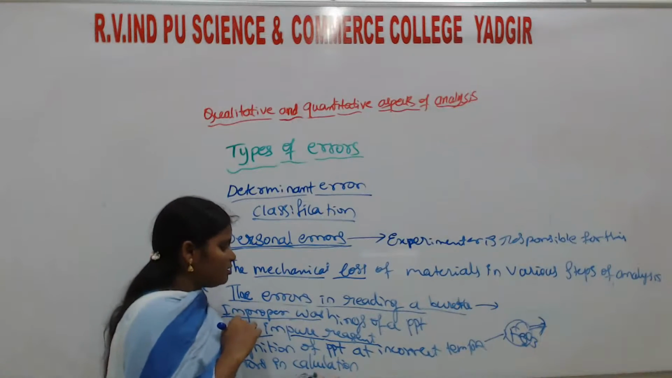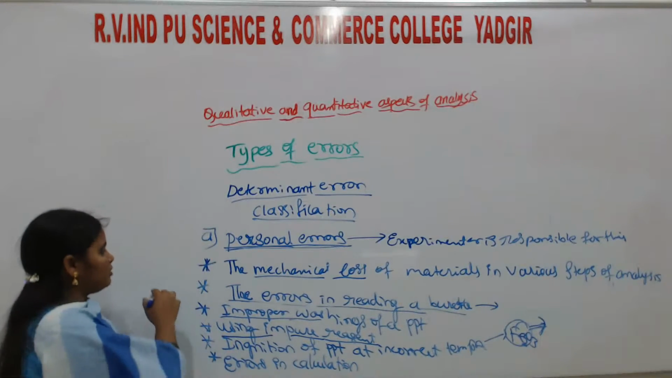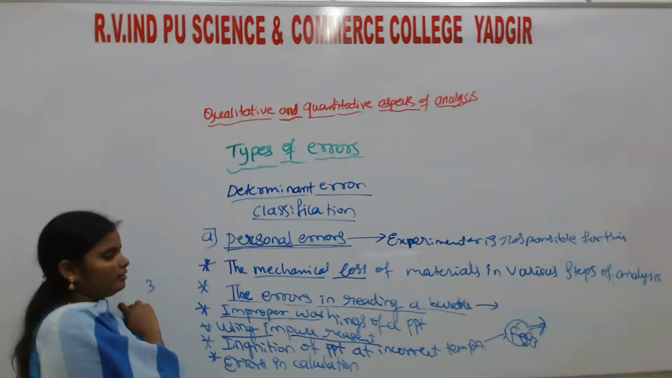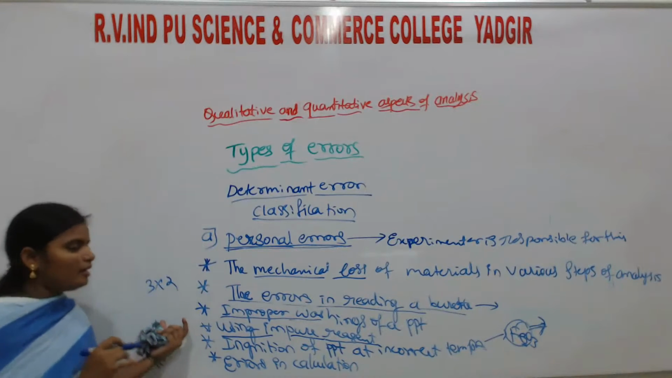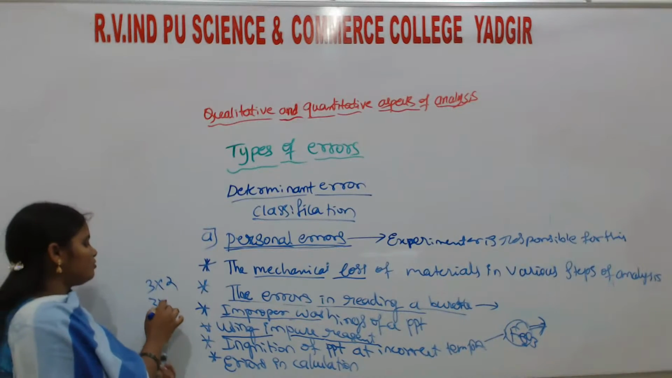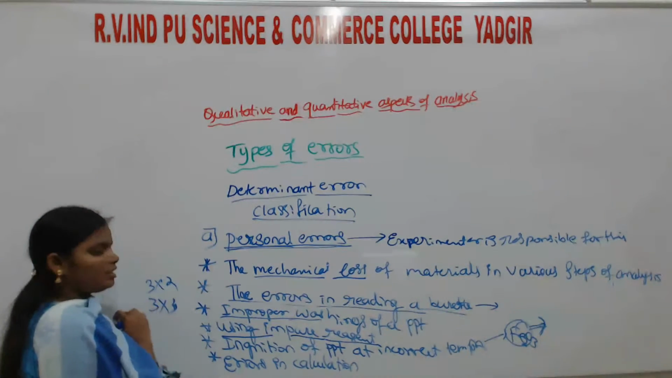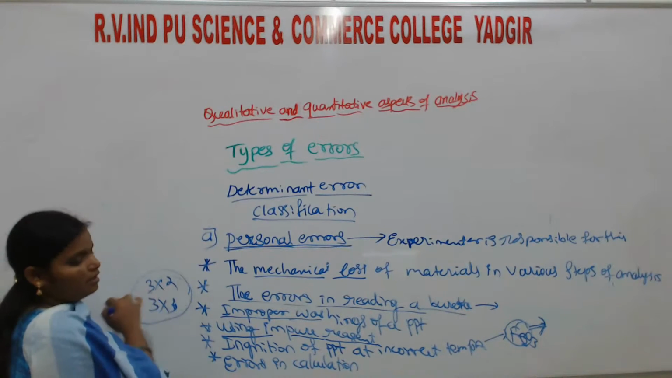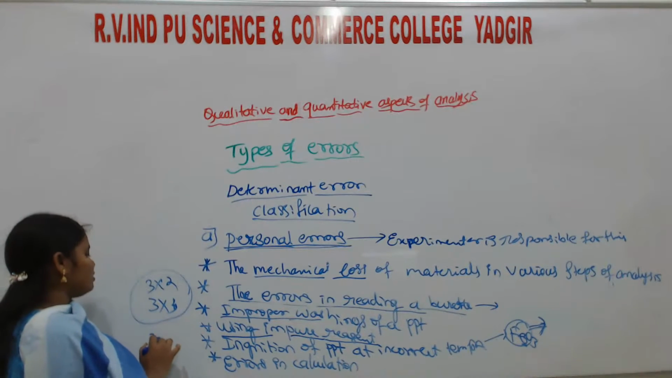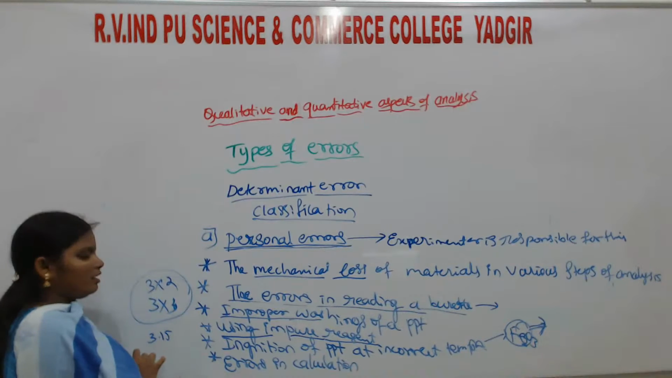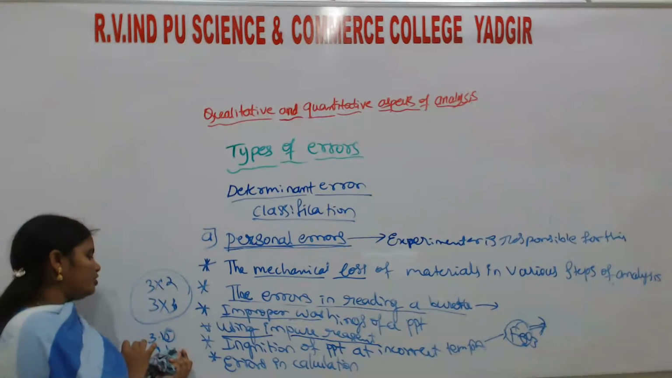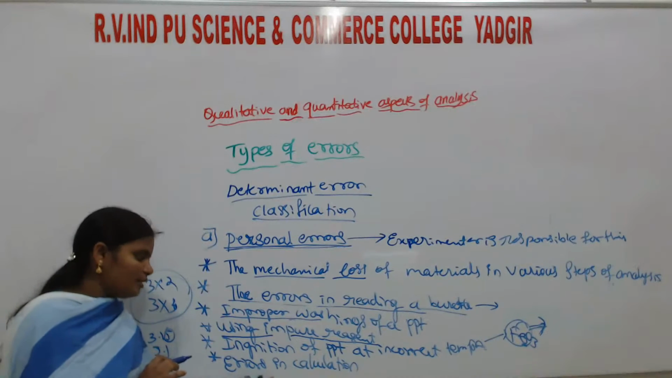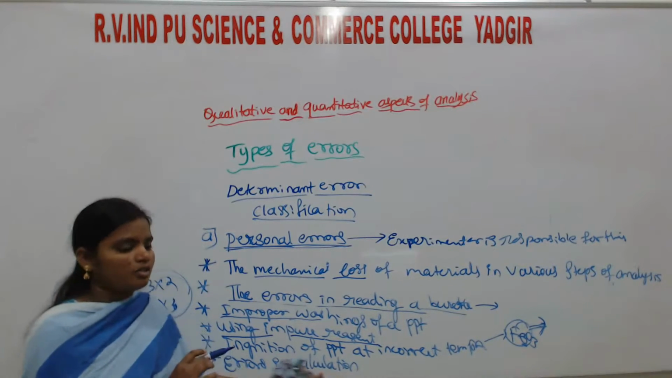Next, errors in calculation. When you take 3 and multiply by 2, by this formula you should take 3 into 4, 3 into 3. This is the experimental calculation. Or you take only 3.1 instead of 3.15. The digit 5 is missed, and here you have made errors in calculation.